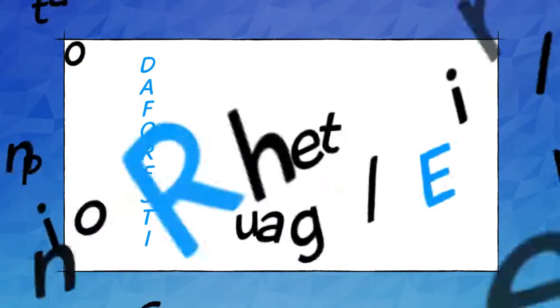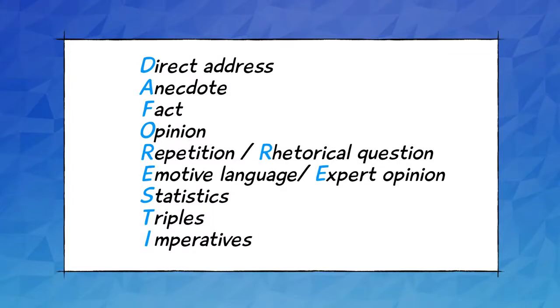Okay, so that is DAFORESTI. Remember, not every technique here will be appropriate for every type of persuasive text and topic. Try to think about the benefits of each one before selecting the techniques that you think will really help to convey your message.